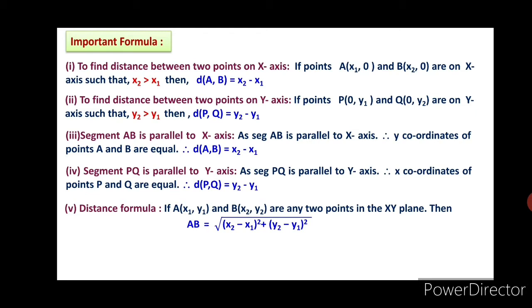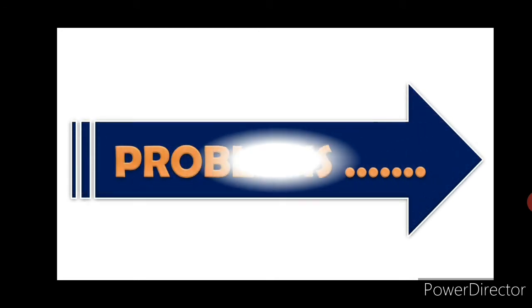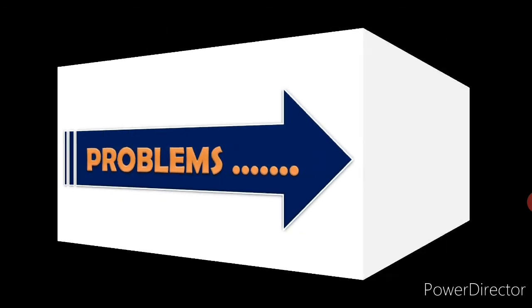Now the distance formula: if A(x1, y1) and B(x2, y2) are any two points in the xy plane, then the distance AB is equal to the square root of (x2 minus x1) whole squared plus (y2 minus y1) whole squared. The coordinates of the origin are (0, 0), that we know. If the coordinates of point P are (x, y), then the distance OP will be equal to the square root of x squared plus y squared. So friends, now we will consider a few problems based on these formulas.